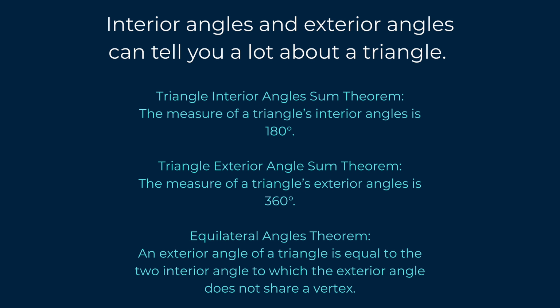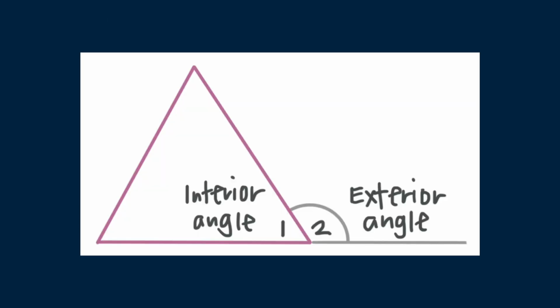So for example, if we turn our attention back to the diagram that I just showed you, that exterior angle is equal to the sum of the two interior angles that do not touch it. So angle 2 will be equal to the two angles inside the triangle that are not angle 1.